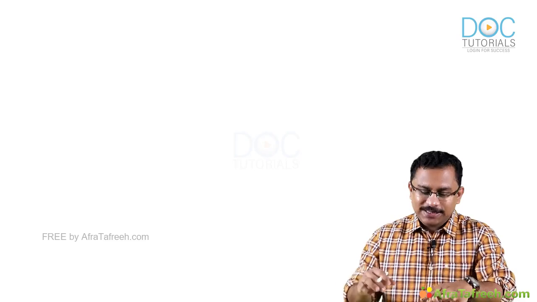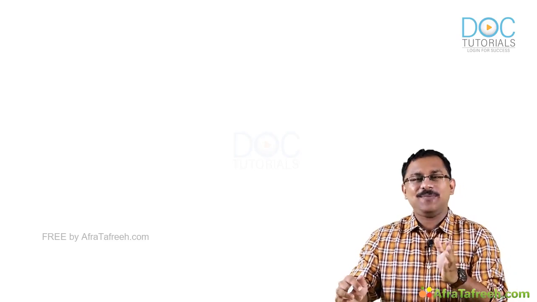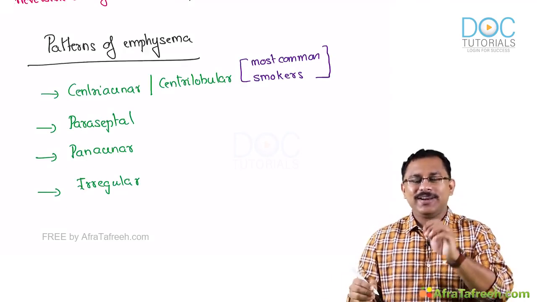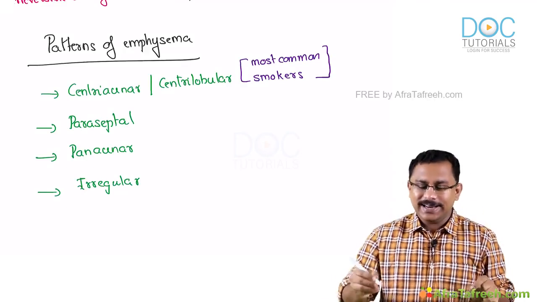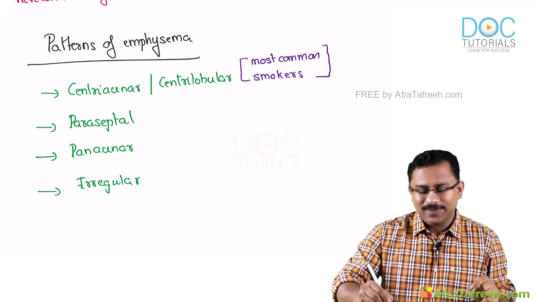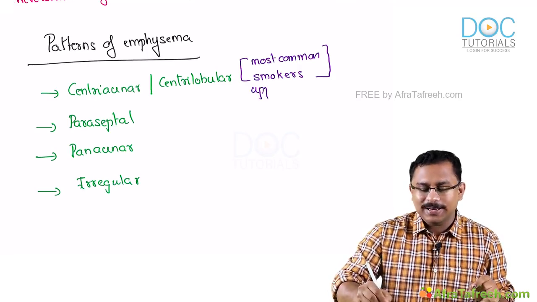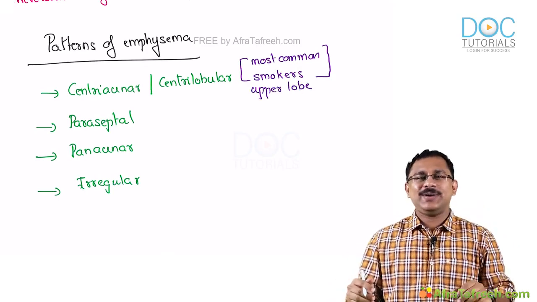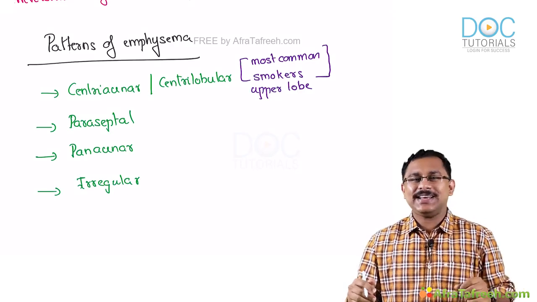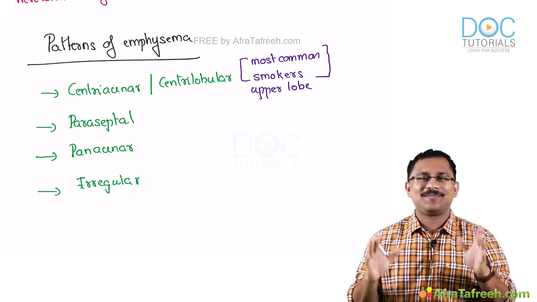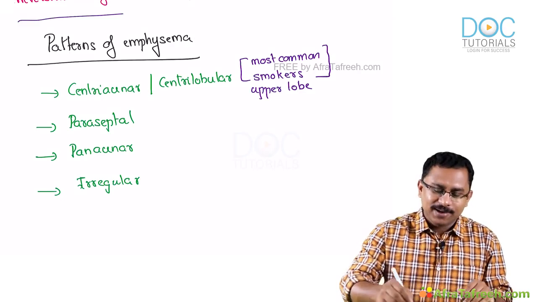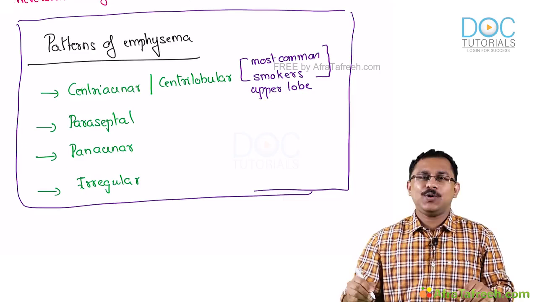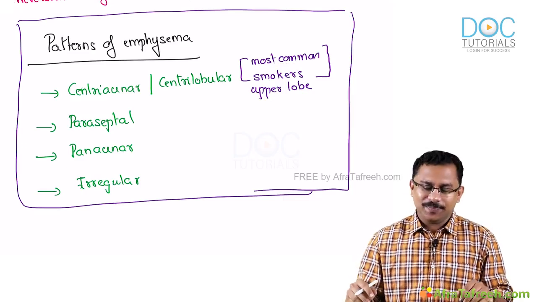Out of which the most important one you have got to keep in mind is the centri-acinar or centrilobular. Two MCQs I have already told you with respect to centri-acinar. There is one more point, that the centri-acinar is more common in the upper lobe. In the upper lobe of the lung is where you will have your centri-acinar subtype more commonly. Okay, so what have we learned so far? We have learned the patterns of emphysema.